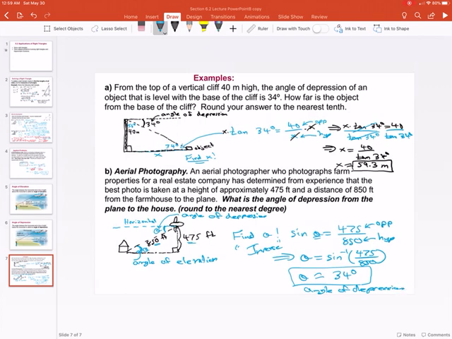Looking from the plane down to the farmhouse, that's the angle of depression. If you're standing at the farmhouse looking up at the plane, that's the angle of elevation. So yes, we found theta. There are some good applications using right triangles, finding our unknown. I hope that helps and gives you a good grasp on the right triangle trig we've been spending time with in the first two sections.